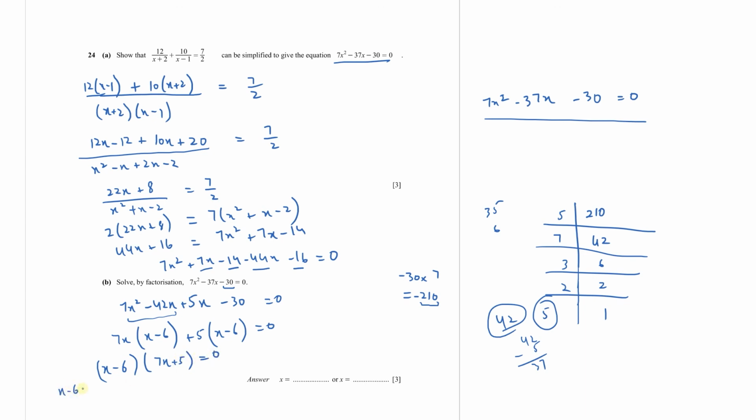So x minus 6 equals 0, or 7x plus 5 equals 0. So x equals 6, or x equals minus 5, if I take this to the other side, and then I will get over 7. So x equals 6, or x equals minus 5 over 7.